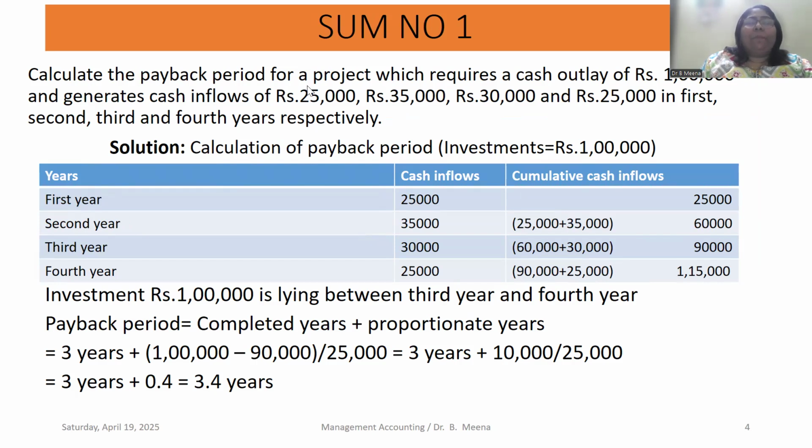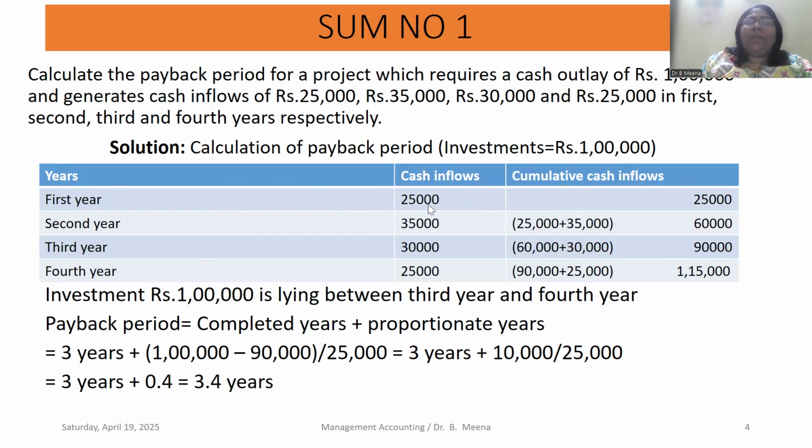Let me check the problems in the next slide to get a better understanding of this. Calculate the payback period for a project which requires a cash outlay of 1 lakh. The investment value is 1 lakh. And it generates cash inflows of rupees 25,000, 35,000, 30,000, 25,000 in the first, second, third, and fourth years. So this is an example of a problem where the annual cash inflows are varying. At that time, we need to work out the cumulative cash inflows, then make use of the formula to calculate the payback period. Here the cash inflows are given in the problem itself. The only work is to calculate the cumulative cash inflows.